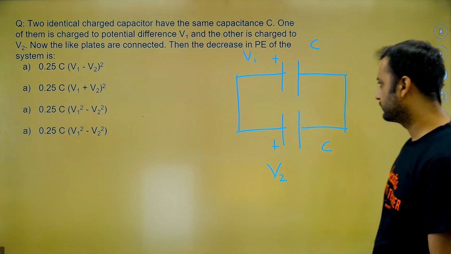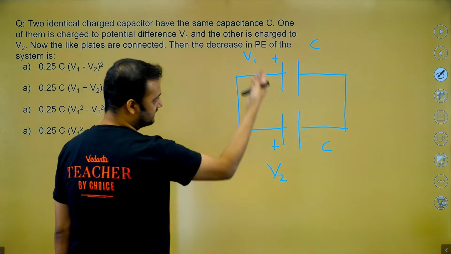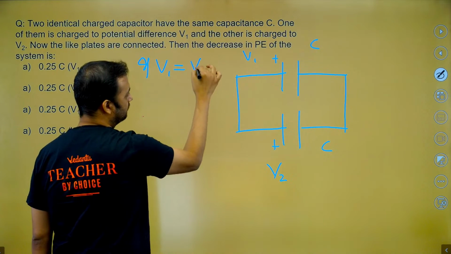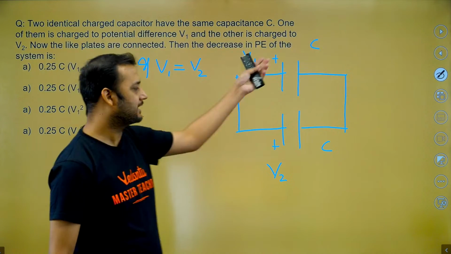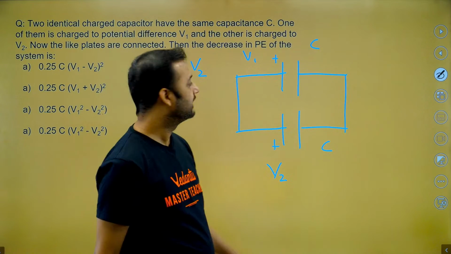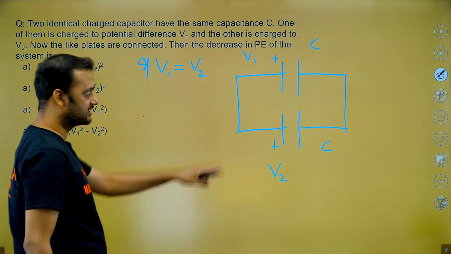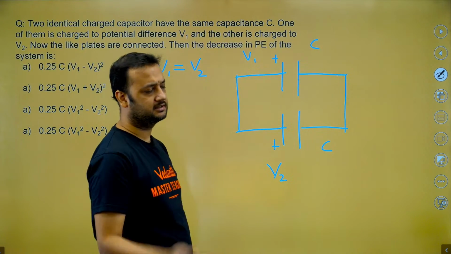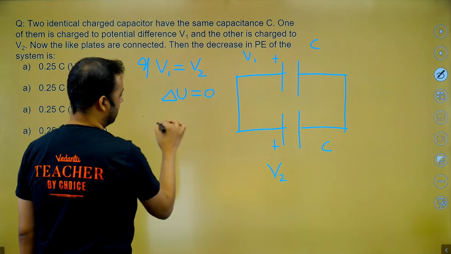Think, if V1 equals V2, what happens? If V1 equals V2, then both the capacitors are identical. Nothing happens, no change. Suppose V1 equals V2, then you have charged this capacitor to V and you have charged this capacitor to V. There is no change in the energy. So in that case, delta U should be 0. Answer should be 0.